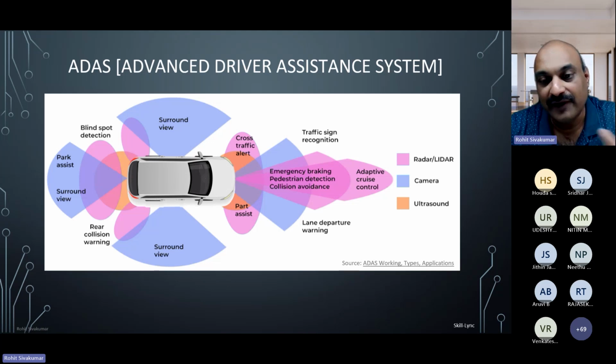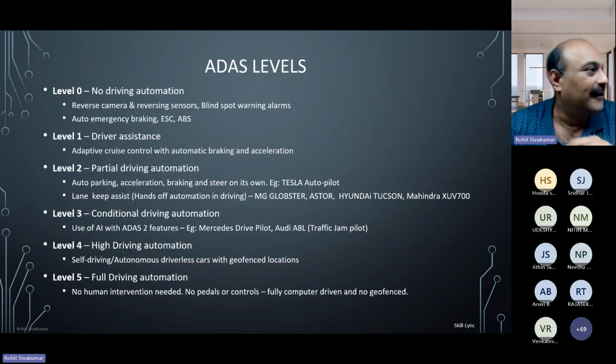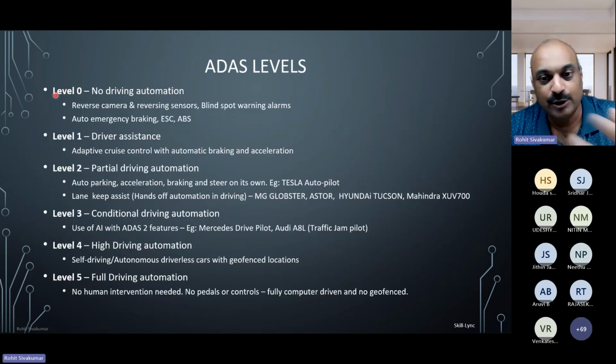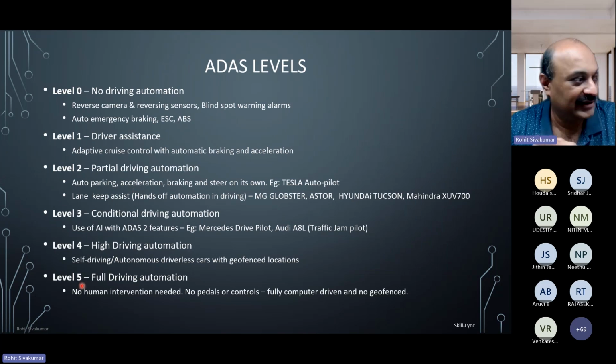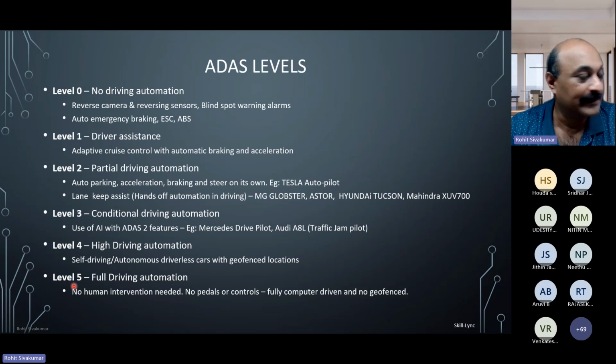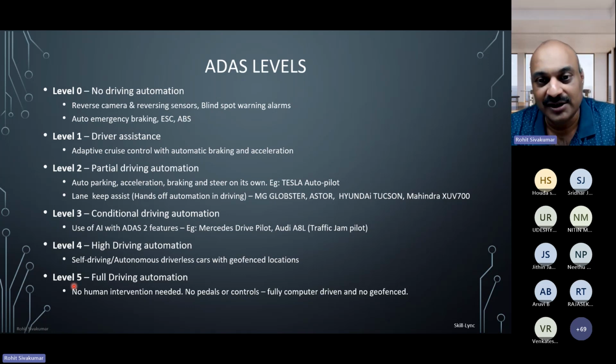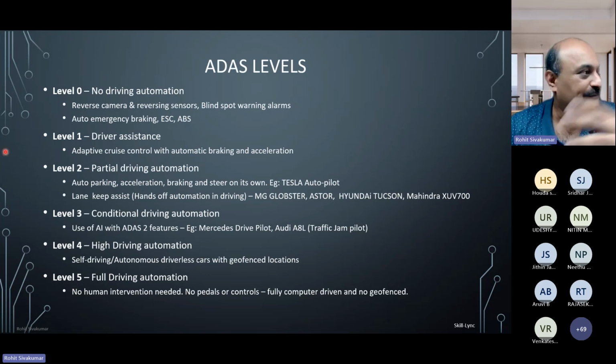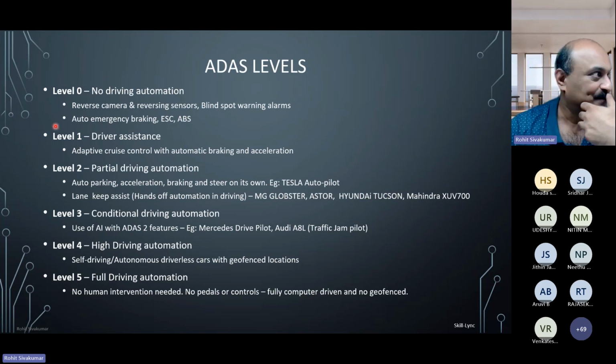So there are primarily 5 levels of ADAS, from level 0 to level 5. Level 5 is something that we are yet to see as on date. There are talks in the US where Tesla is experimenting with level 5, but as on date there are no such level 5 capabilities as yet which can be completely relied on. But first, let's understand what these levels are.